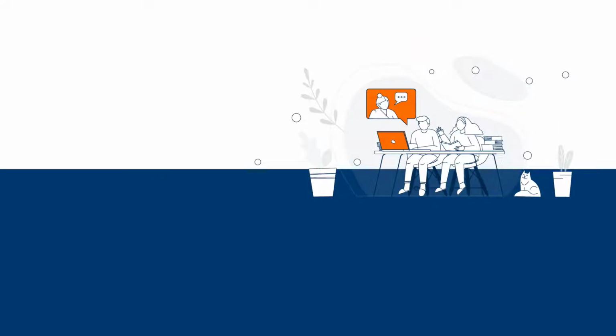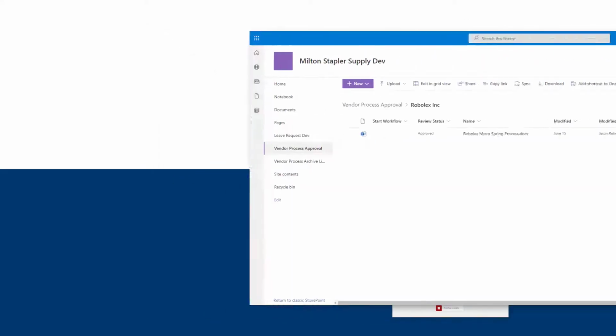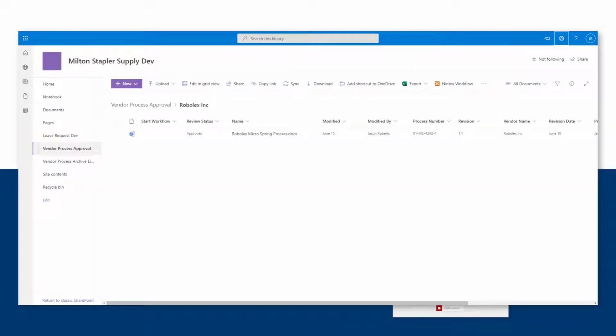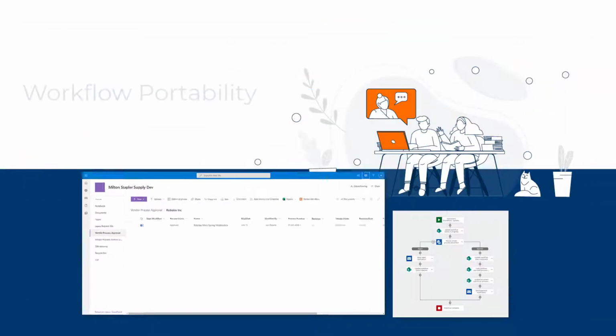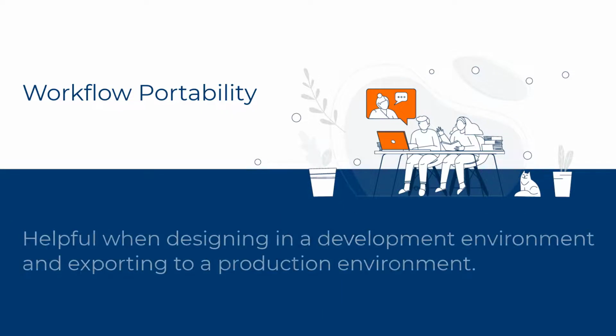In this video, I will demonstrate a vendor process approval workflow integrated with a SharePoint document library using Nintex Workflow Cloud and Microsoft SharePoint development instances with workflow portability design in mind. This is especially helpful in cases where you want to design your workflows in a development environment and export them over to a production environment that uses different lists and libraries.